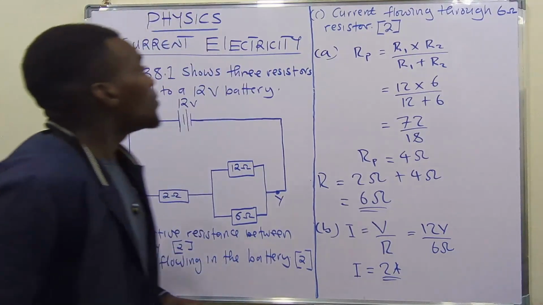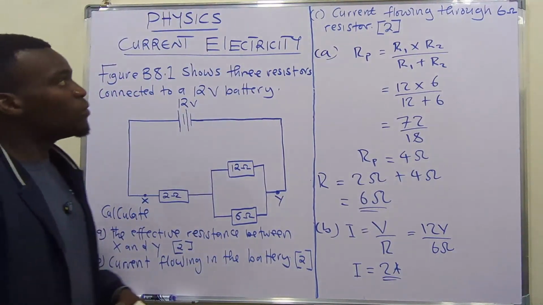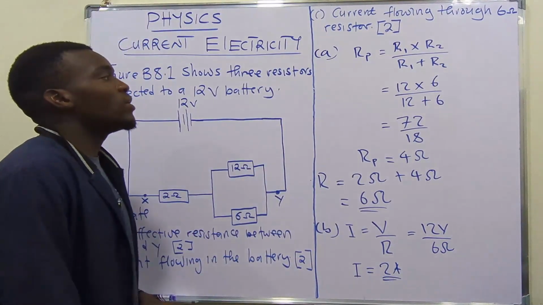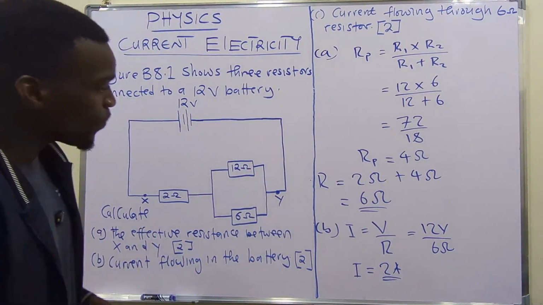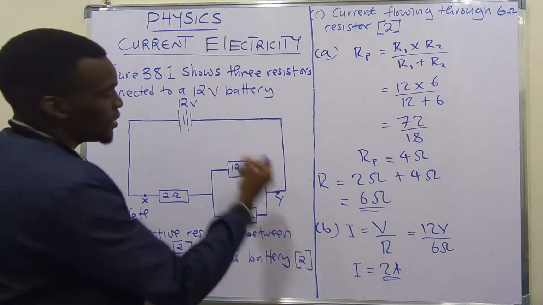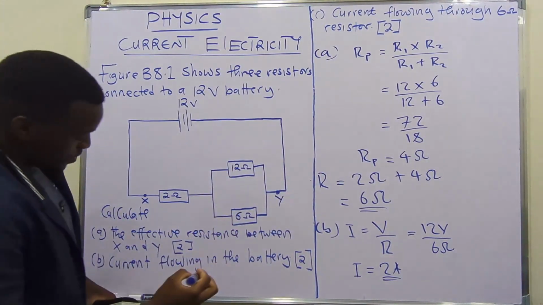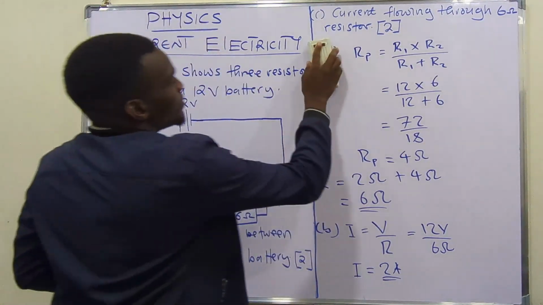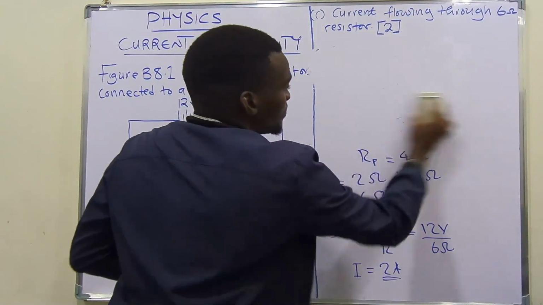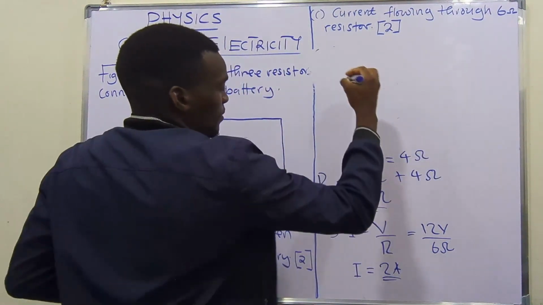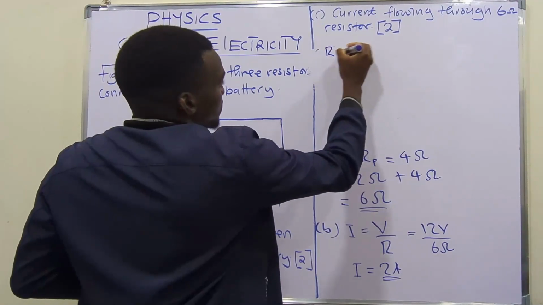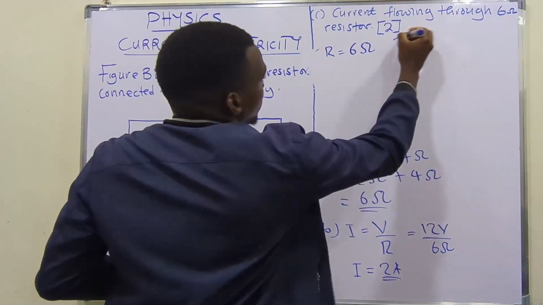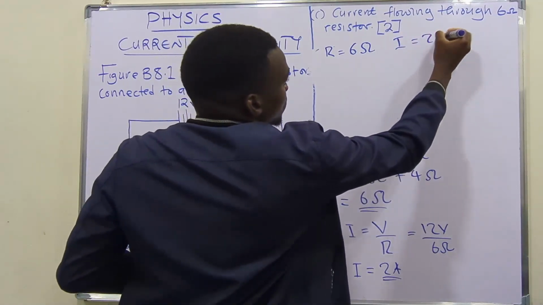Now from this, we can move on to the last part of the question, which is calculating the current flowing through the 6 ohms resistor. So let's keep these values first. The resistance is 6. And maybe we should keep this other one as well, 2 ohms.